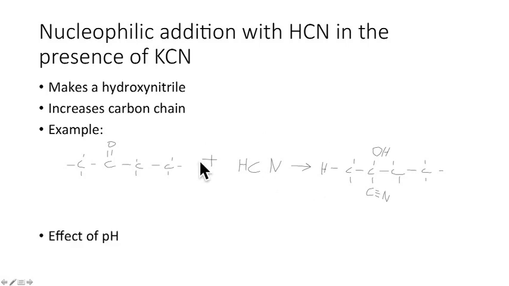So the effect of pH on this reaction, if the pH is too low, then there's not enough CN minus ions, but if the pH is too high, so more alkaline, then we've got not enough H plus ions, meaning that the reaction wouldn't go. So let's have a look at the mechanism for this reaction.